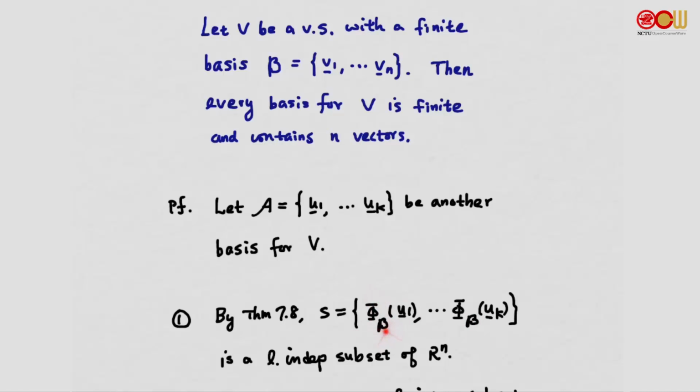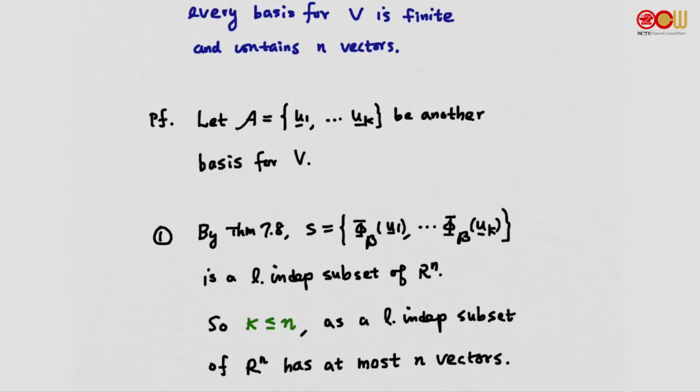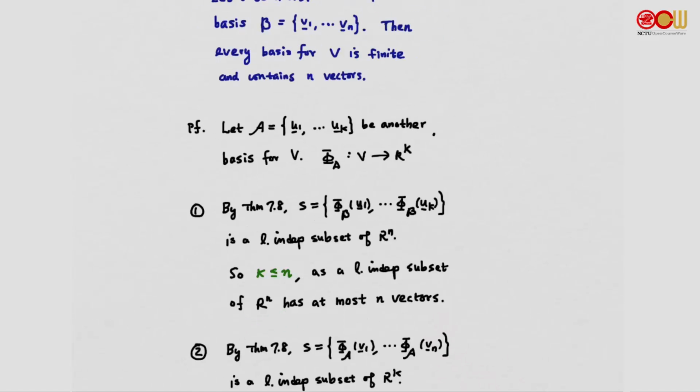Because phi B is an isomorphism, this is a linearly independent subset of Rn. So these k vectors are linearly independent, and they are a subset of Rn. But we know Rn can have at most n linearly independent vectors. So this number k cannot be larger than n, because Rn has at most n linearly independent vectors. Now let's switch the roles of basis A and B.